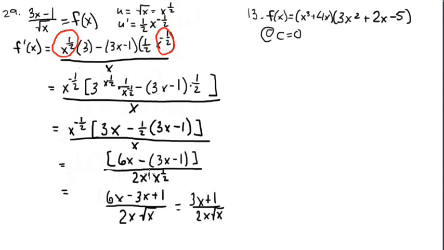So this is the same thing as having x to a first power right here. So when I combine these two exponents together by adding their exponents, that's 1 plus 1/2. So this is the same thing as 3x plus 1 over 2x to a 3 over 2. I just combine these two exponents right here. And that would be number 29.